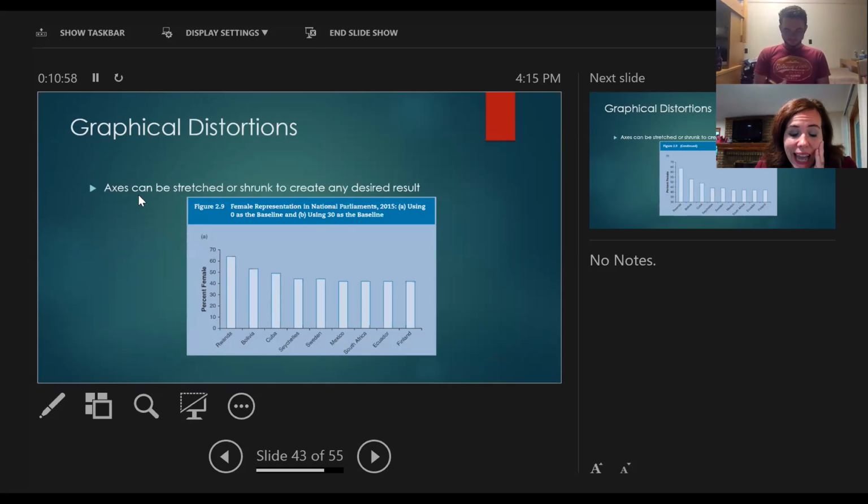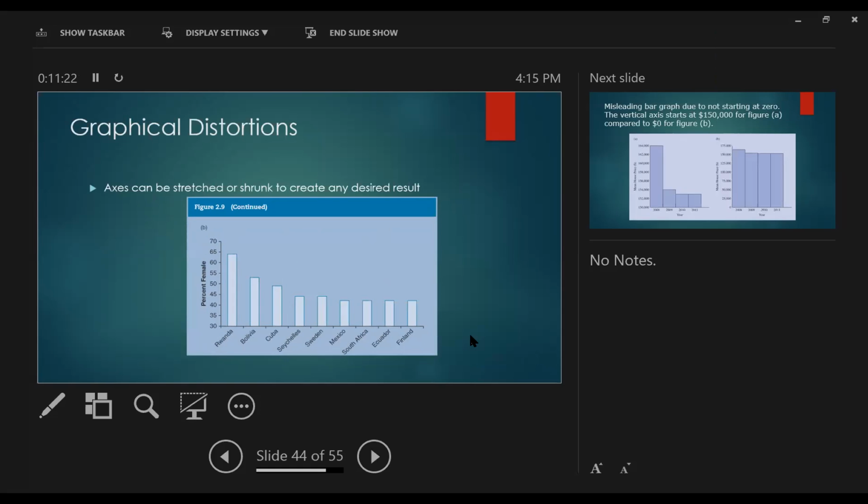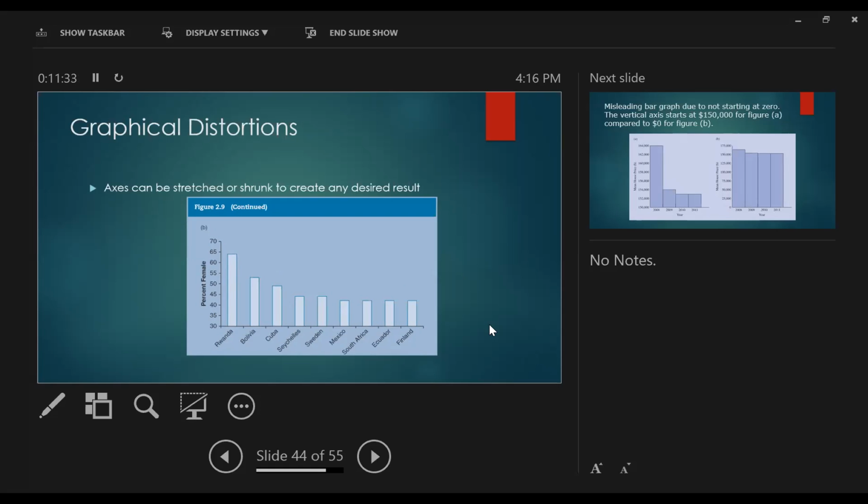This is what I was just describing. Axes can be stretched or shrunk to create any result that they're interested in. So let's take a look at that. We have this one. This is the female representation in national parliament in 2015. These are different countries, and this is the percentage of female. Looking at that, let's look at the next one. What do we notice here? Here, it goes 0 to 70. Here, it's from 30 to 70. Does it look different when you look at it?